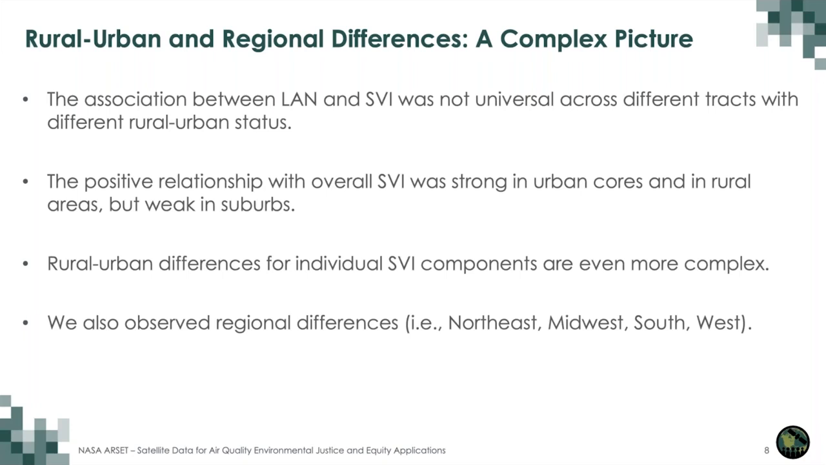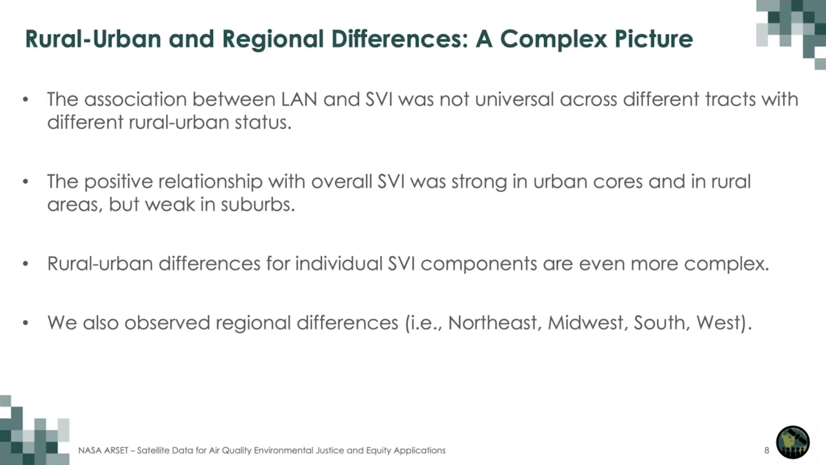What we found is that the positive relationship I showed you before was really only observed in the urban cores. That means the cores of the metropolitan areas and micropolitan areas, and also the cores of small towns as well. However, we really didn't see a relationship between the two in the suburbs of the urban areas. Interestingly, we found a pretty strong positive relationship between the two in rural areas, which was not really reported before.